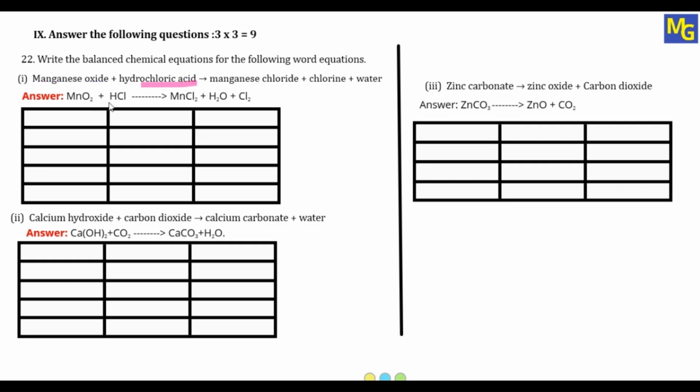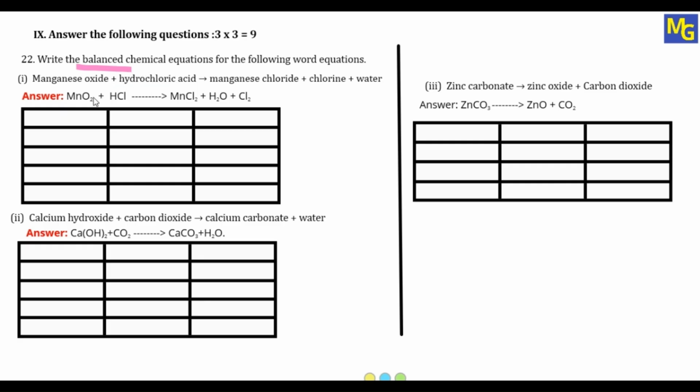Hydrochloric acid formula is HCl. When we add these two, we are going to get manganese chloride, MnCl2, then chlorine and water. So here I have written H2O and chlorine, that is Cl2. Now they have asked for a balanced chemical equation. So we have to balance it.